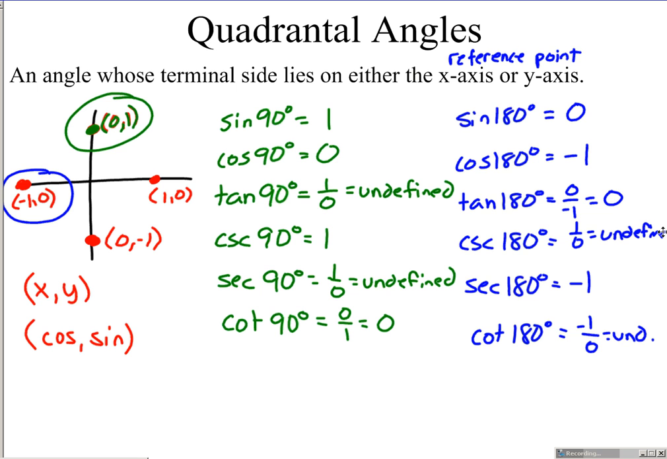So for quadrantal angles, remember you will only have an ordered pair in your coordinate plane. You will not have a reference triangle. You will simply label the reference point and then find your 6 trig functions from that point.